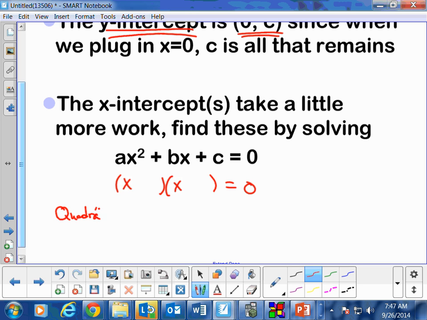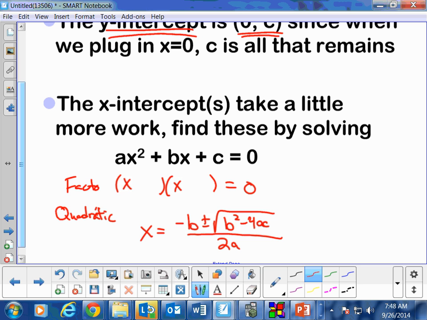Quadratic. Did I spell that right? Because sometimes it's easier just to do negative b plus or minus the square root of b squared minus 4ac, all over 2a. Also, you're going to see that sometimes you can look at the quadratic and say, you know what, I'm going to go ahead and factor. That might be my best thing, because then I can find intercepts real easy.